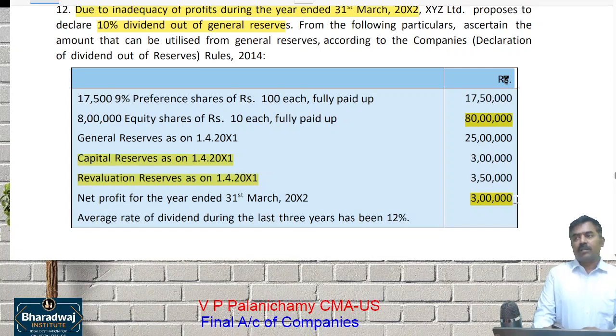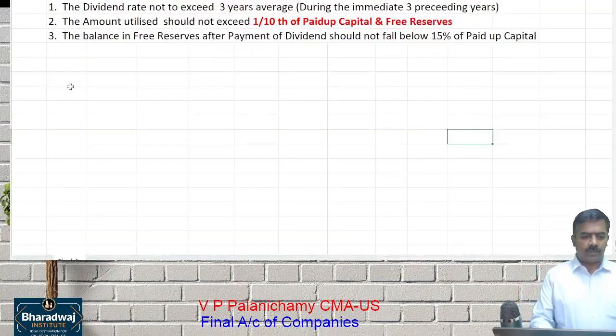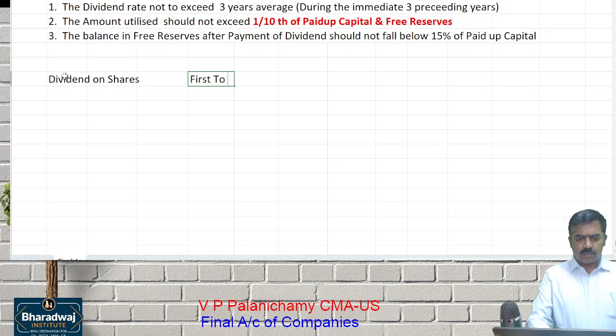And please remember, before paying dividend to equity shareholders, first you have to pay dividend to whom? Preference shareholders. You have to pay dividend to preference shareholders. First, let us do the basic working and let us come back to it. Dividend on shares. First to preference shareholders.